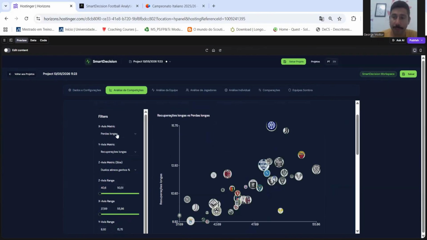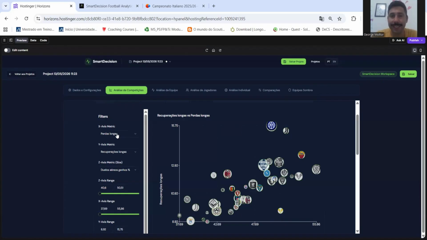Long turnovers. What are long turnovers? They are turnovers closer to the opponent's goal, that is, turnovers in the final third, okay? And here are long recoveries. Long recoveries are also recoveries in the final third. Why did I create this one? Because when you get to the final third, where you don't have much quality, you're going to end up losing the ball, right? If you don't put pressure up there, you won't be able to recover that ball there either.